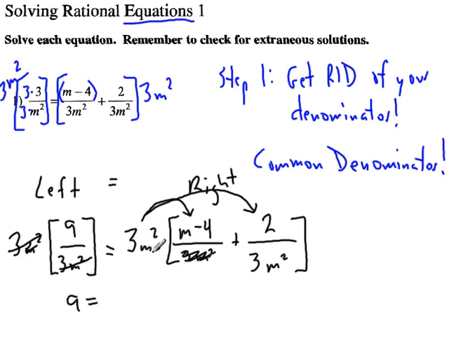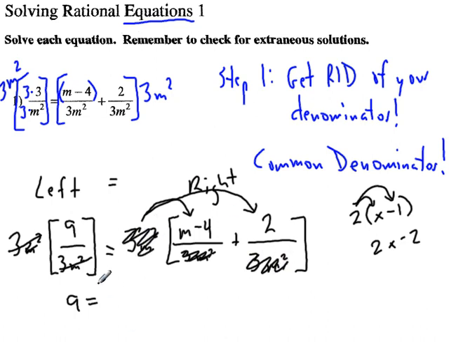I'm not going to mark this one out yet, though, because I haven't finished distributing it yet. It actually happens twice. Just like if I asked you what 2 times x minus 1 is, you would distribute it twice. You wouldn't do it once and get rid of the 2. That's 2x minus 2. So 3m squared, again divided by 3m squared, then cancels them out. So 9 equals m minus 4 plus 2. In one step, I went from this chaos up here to a much simpler problem here.